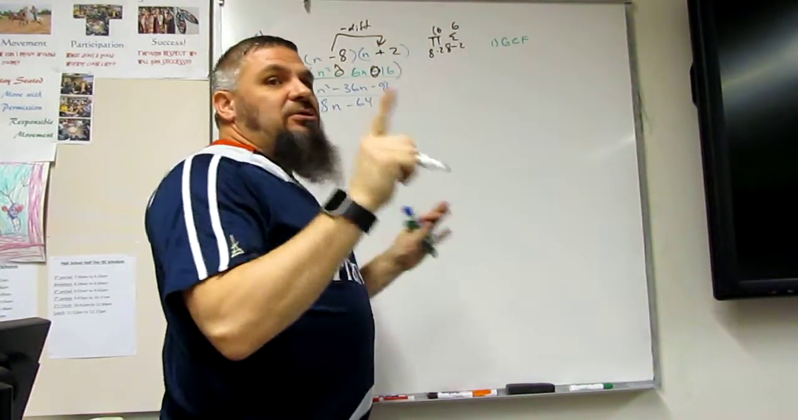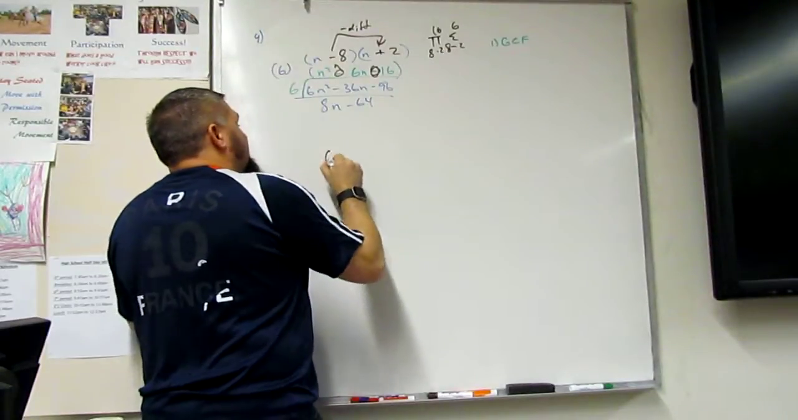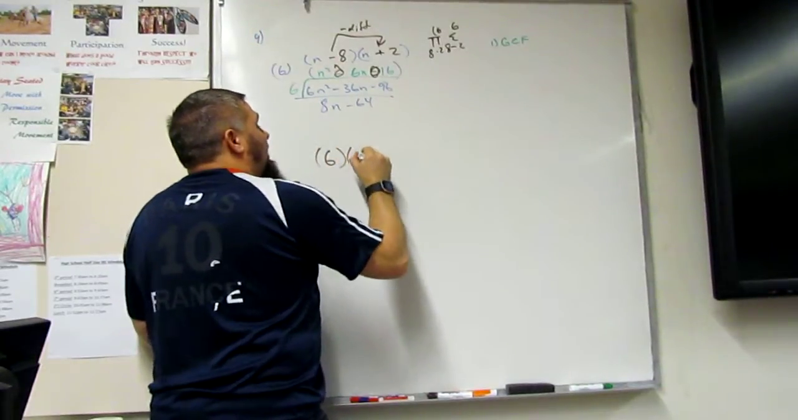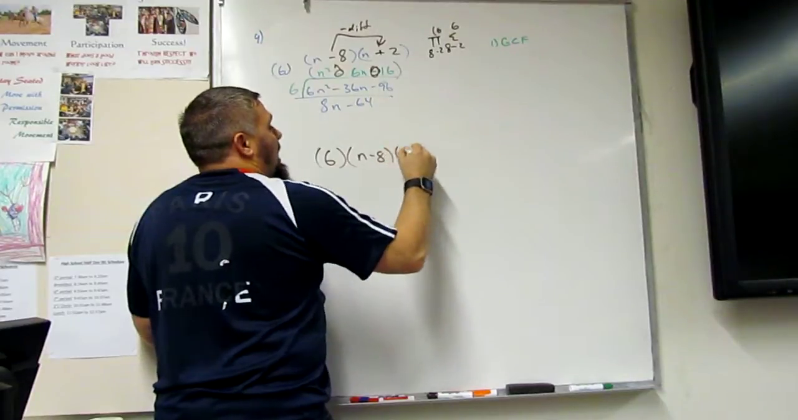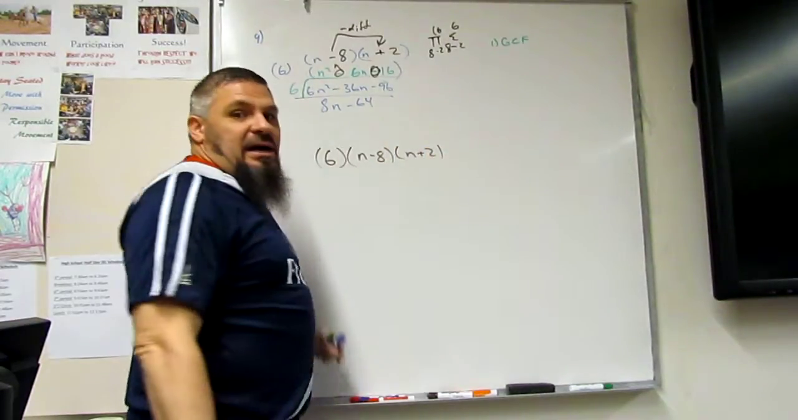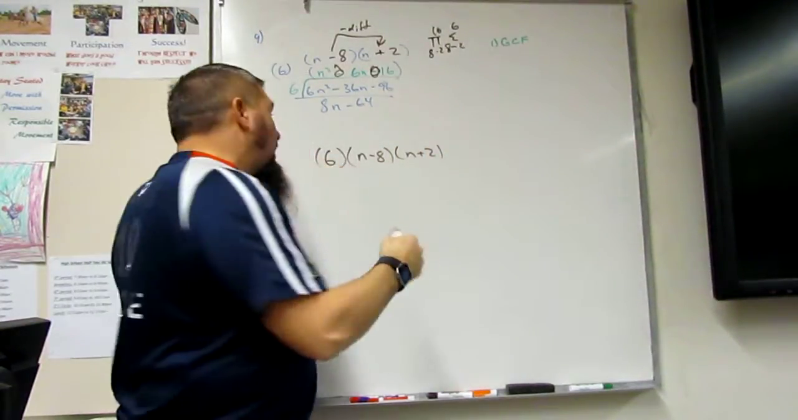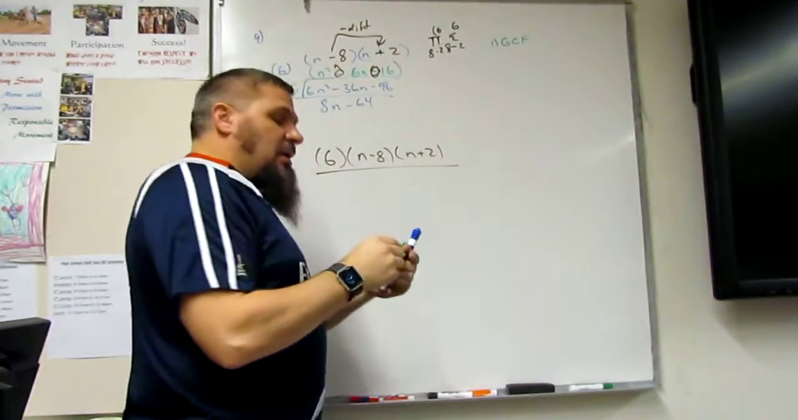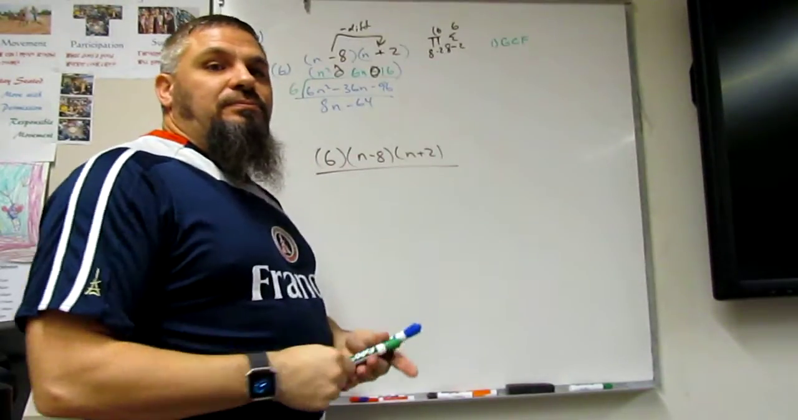Okay? So far we know we have 6 on the top. We have n minus 8 on the top. And we have n plus 2 on the top. Yeah? Okay? Then how do we break down the bottom?